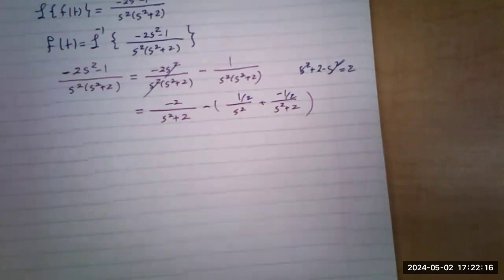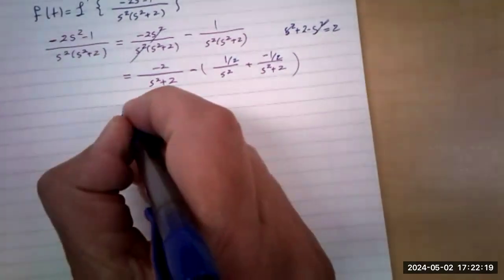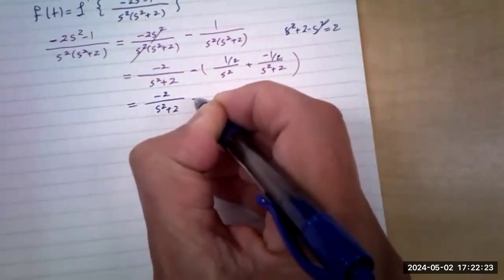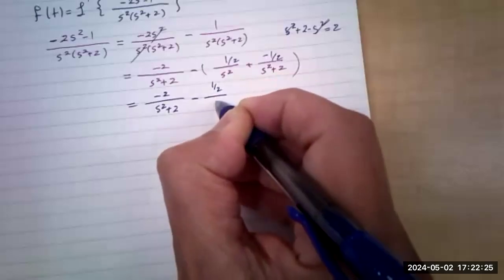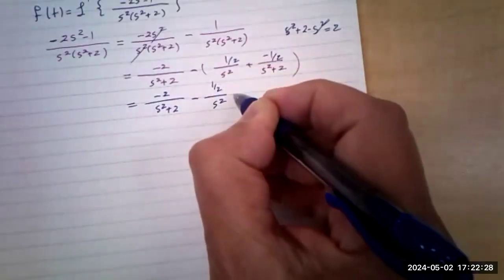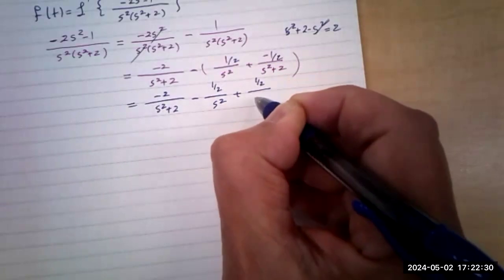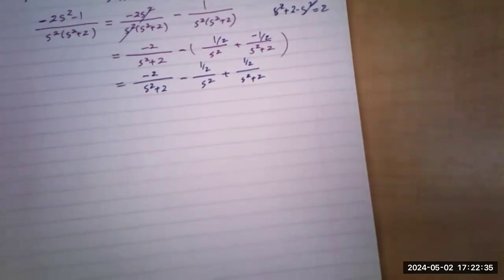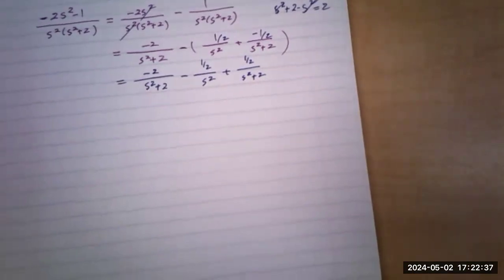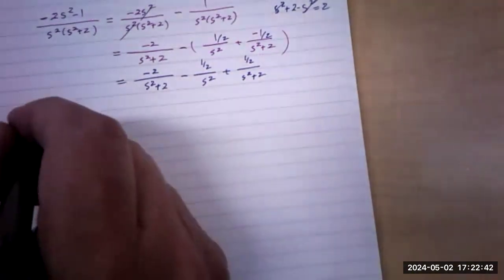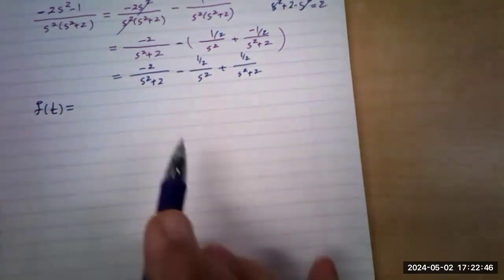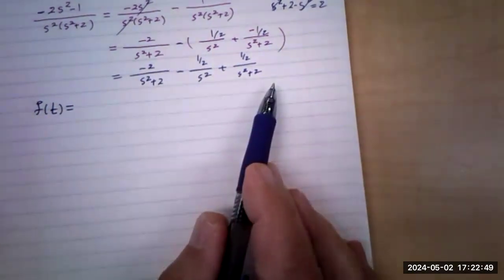Okay, so this is it. That would be negative 2 over s squared plus 2 minus 1/2 over s squared, and negative, make it positive, that gives you 1/2 over s squared plus 2. There you are. You are ready to take the Laplace inverse. I just apply the negative sign. So what's going to be the Laplace inverse? f of t is equal to, okay, I'm going to take the Laplace inverse of each. Let me write it down.